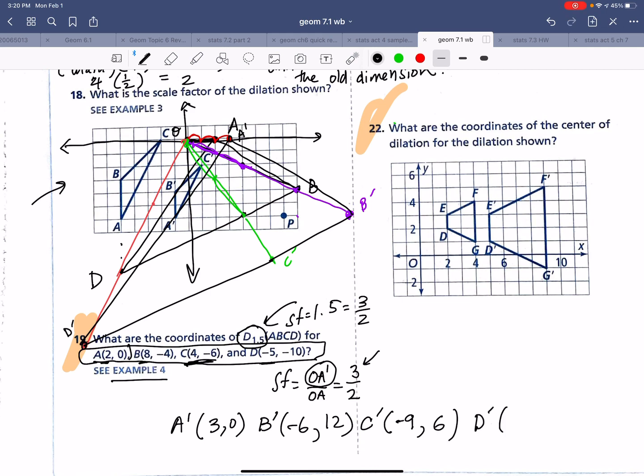And D, I went back 5, down 10, so that's the same as back 2.5, down 5, back 2.5, down 5, back 2.5, down 5. So that's 5, 6, 7.5, back 7.5, down 15.